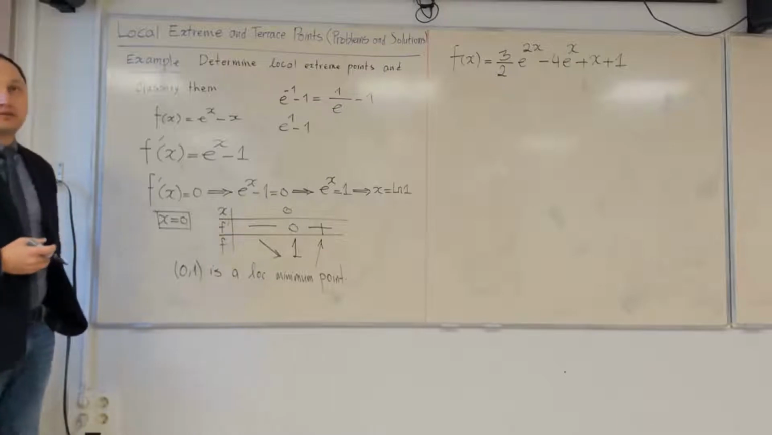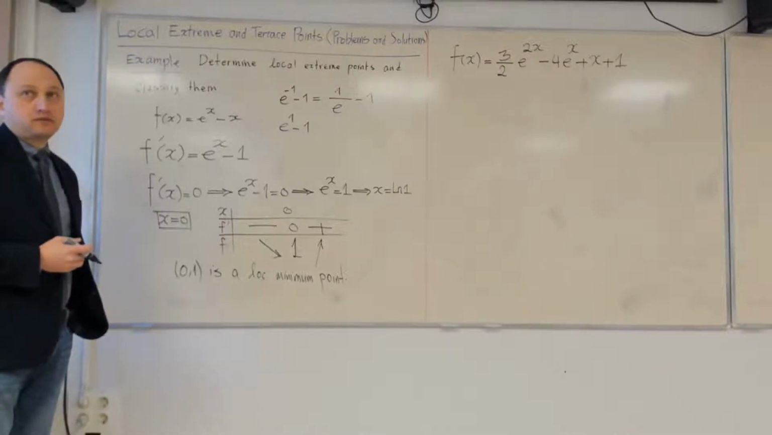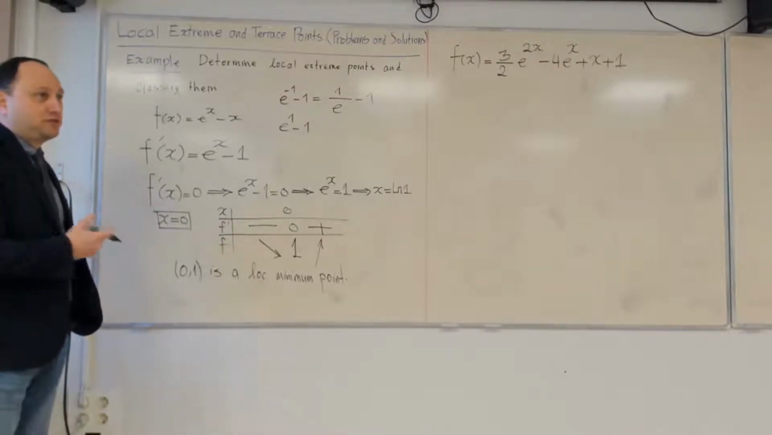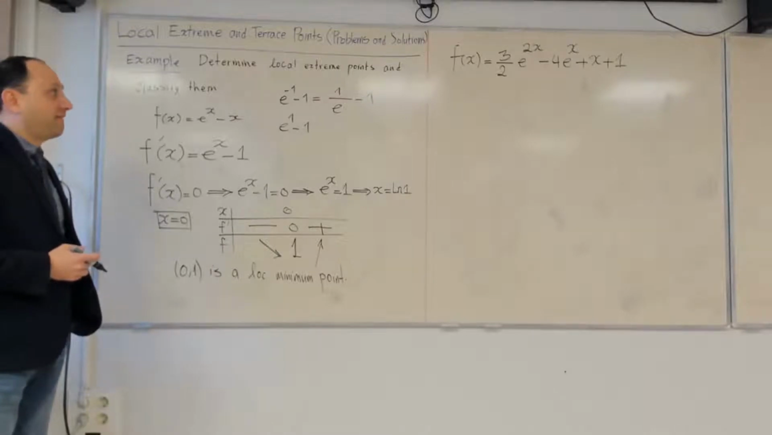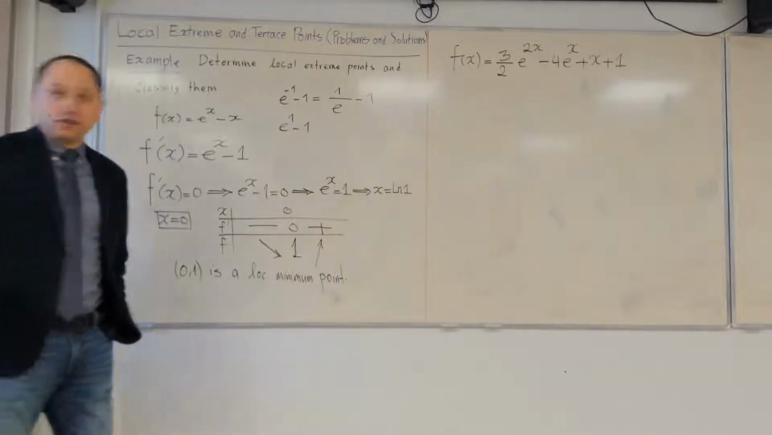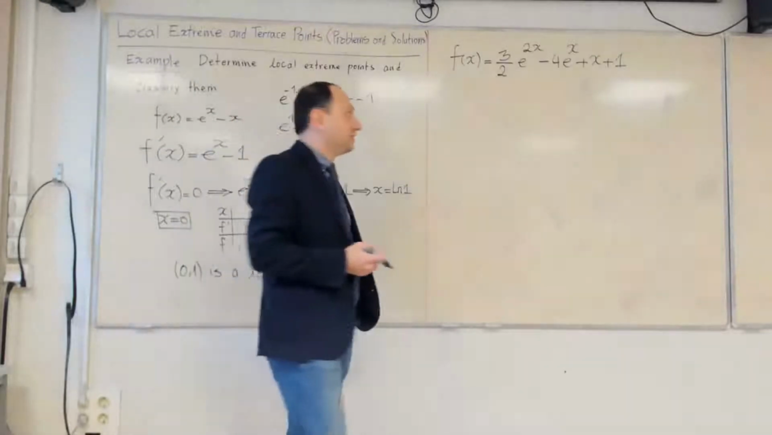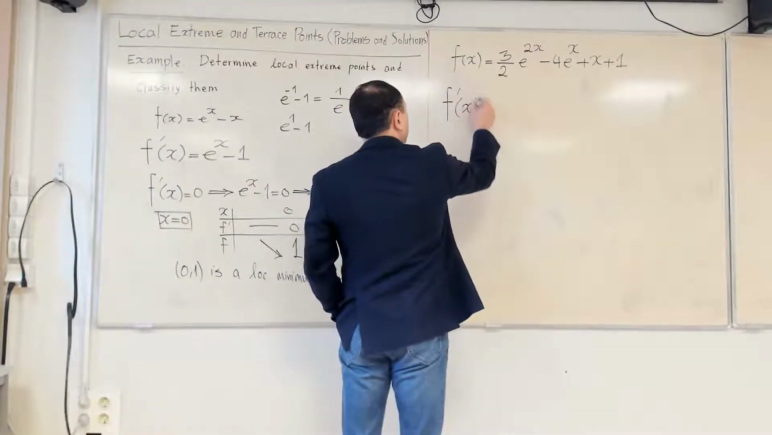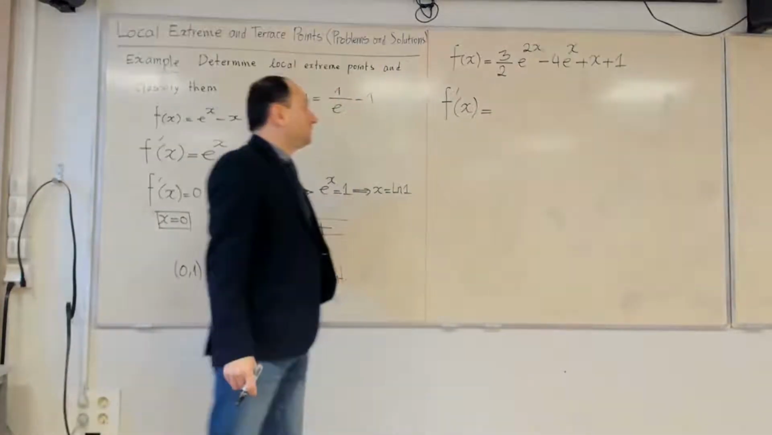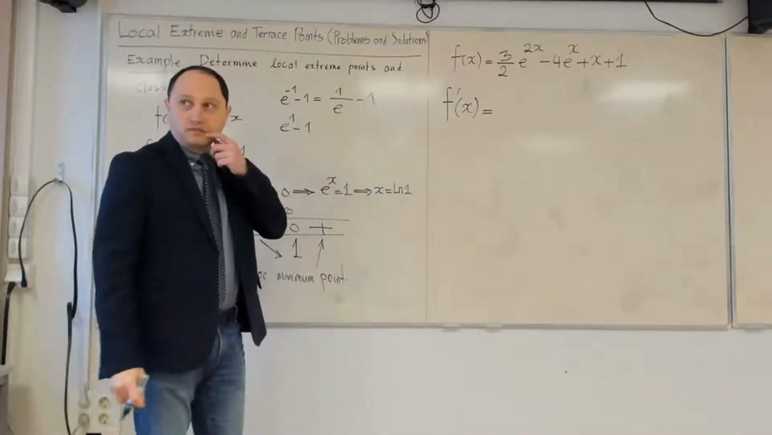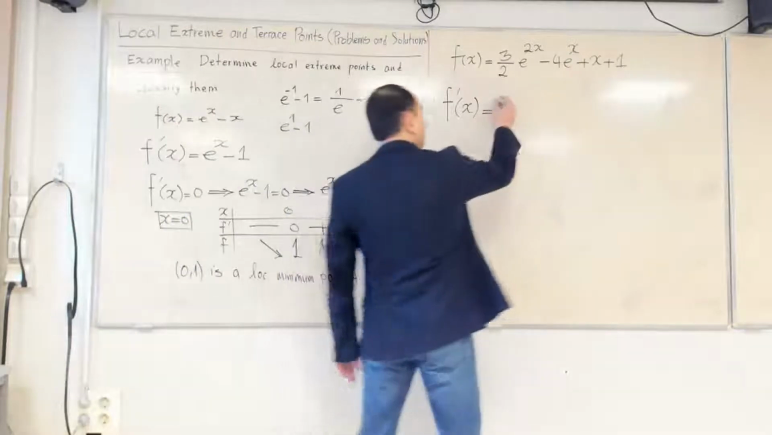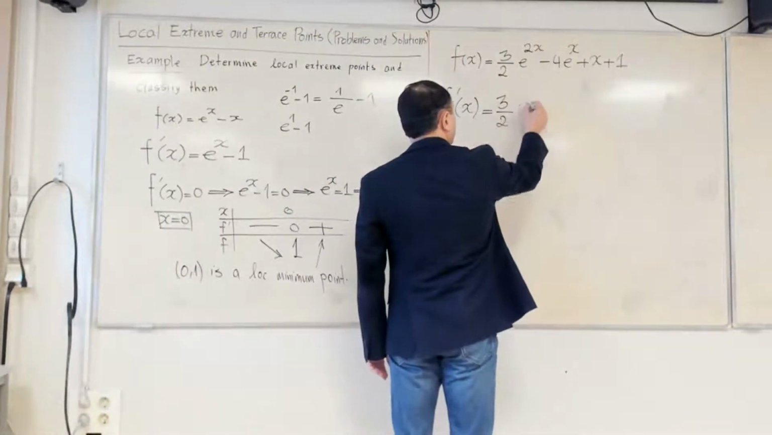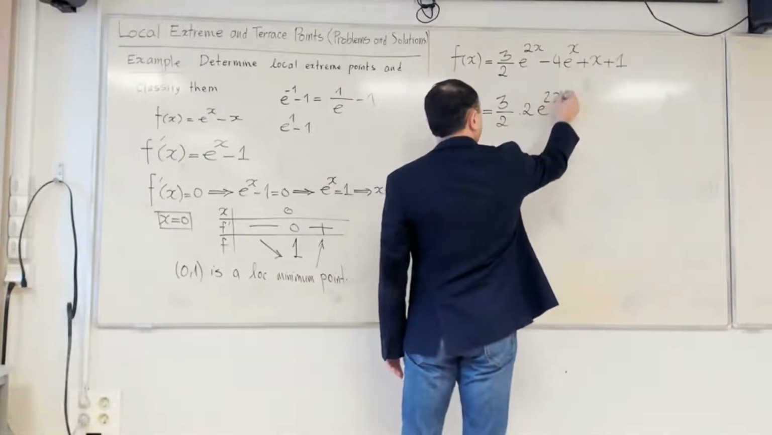Just tell me, what should I do? Just interact with me. What is the first step? I take the derivative. Okay, yeah, can you tell me what the derivative is? 3 over 2 times 2e to the power of 2x. Yeah, exactly. So 3 over 2 times 2e to the power of 2x.